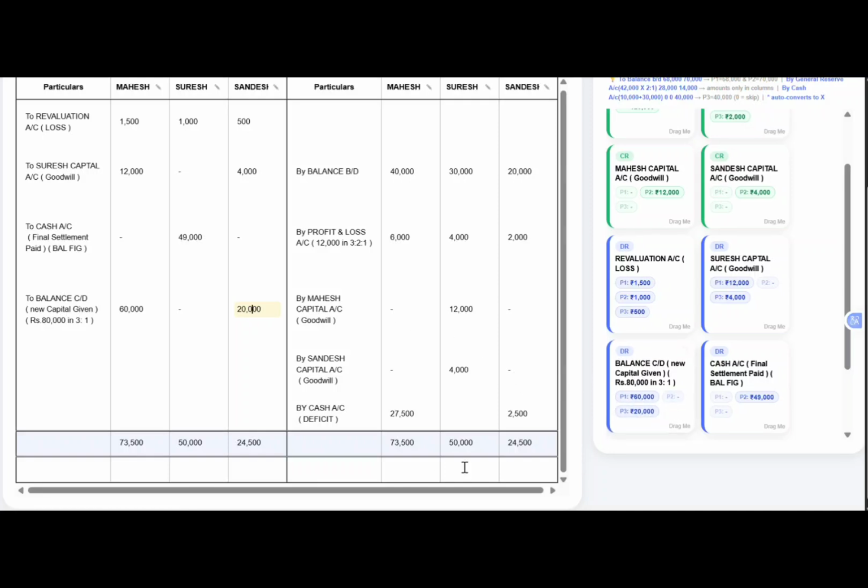credit side as by balance brought down. That is the new capital as it is already given to us in the question. We have divided that for the partners, which will be taken to the new balance sheet as the new capital. So this is how the capital account has to be adjusted if there is a surplus or deficit through the cash account.